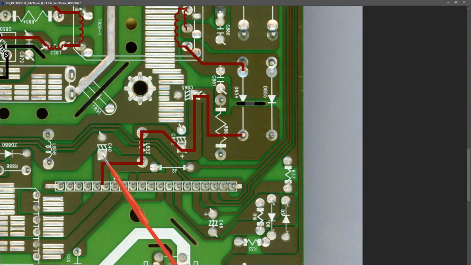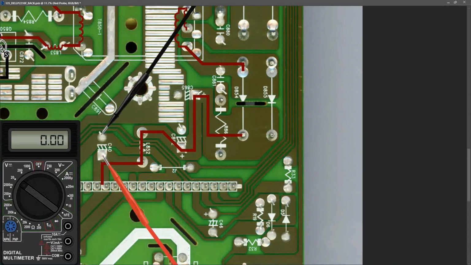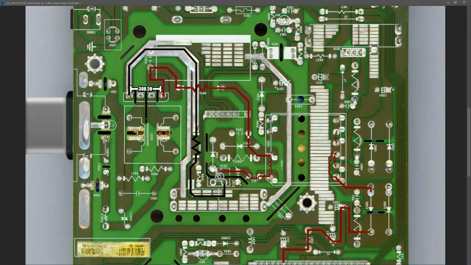So I place my red probe to the positive side. I place my black probe to the negative side. I set my multimeter to volts DC in the 20 volt range. And when I measure there, I find it measures 14.60 volts. So we can do the same for the capacitors on the other two DC outputs to confirm that they're also online.